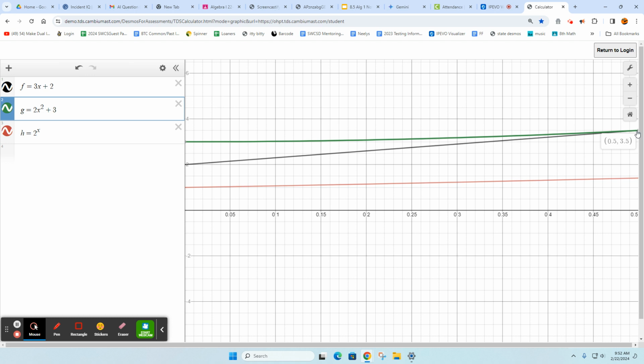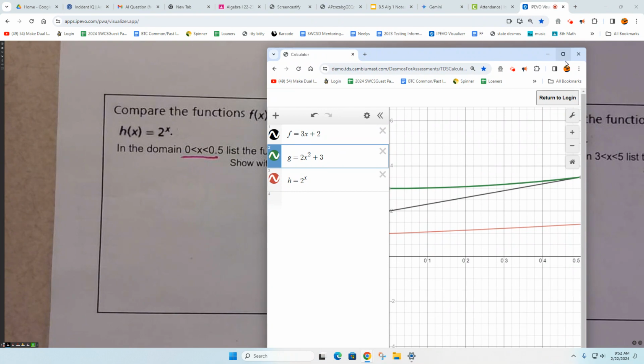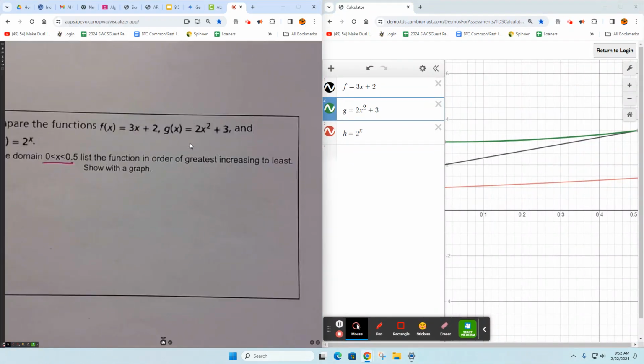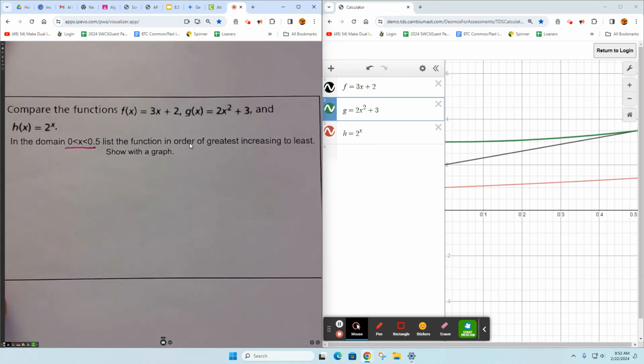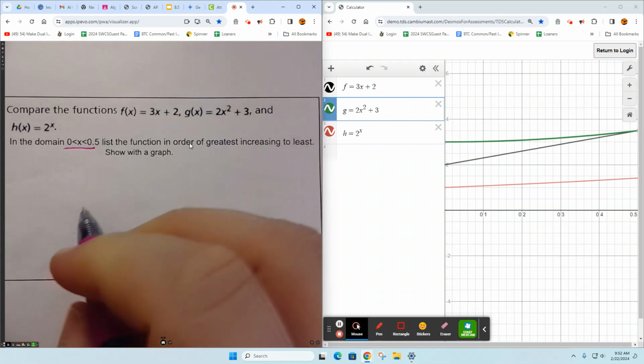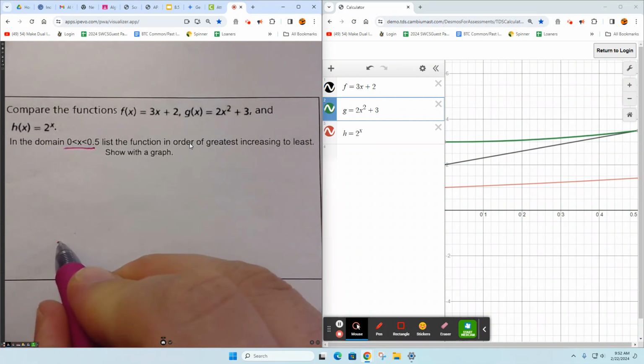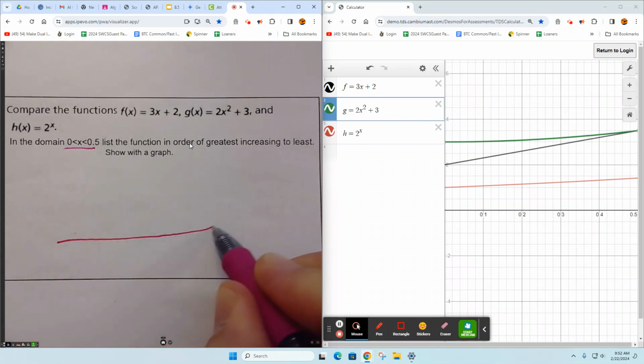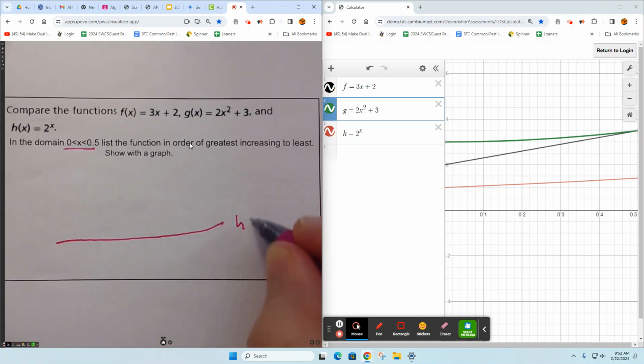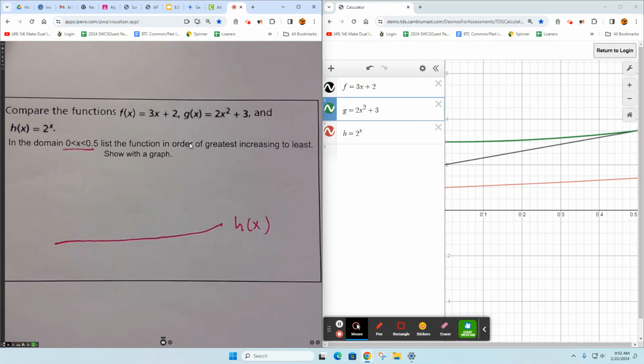So we need to draw this picture. That's kind of tedious, and they don't ask you to do that a bunch. I'm only asking it because I think it helps us understand. So they're asking us to draw this picture. My H of X, honestly, is not really gaining much speed. It actually almost looks straight to me.